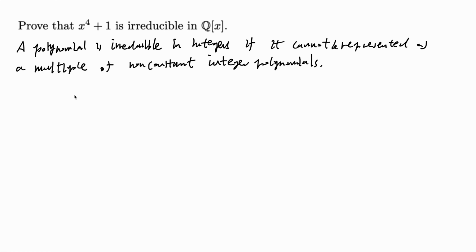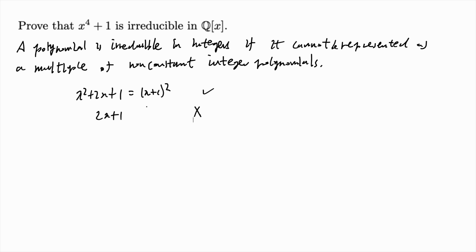So for example, x squared plus 2x plus 1 is reducible in integers because we can represent it like this. And x plus 1 is a non-constant integer polynomial. We can write this as a multiple of non-constant integer polynomials, so we can reduce this one. So reducible in integers, of course. One other example, oh yeah, this one is a good one. 2x plus 1 is irreducible because we cannot represent this as a multiple of non-constant integer polynomials. So every linear polynomial is irreducible.